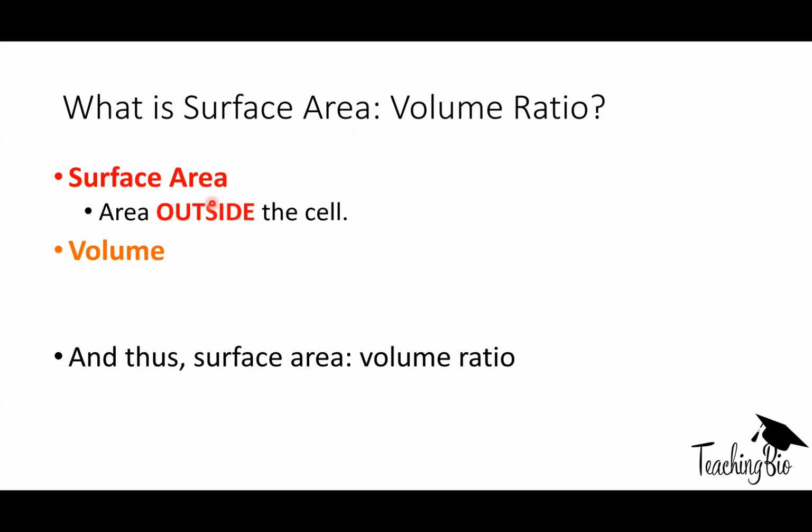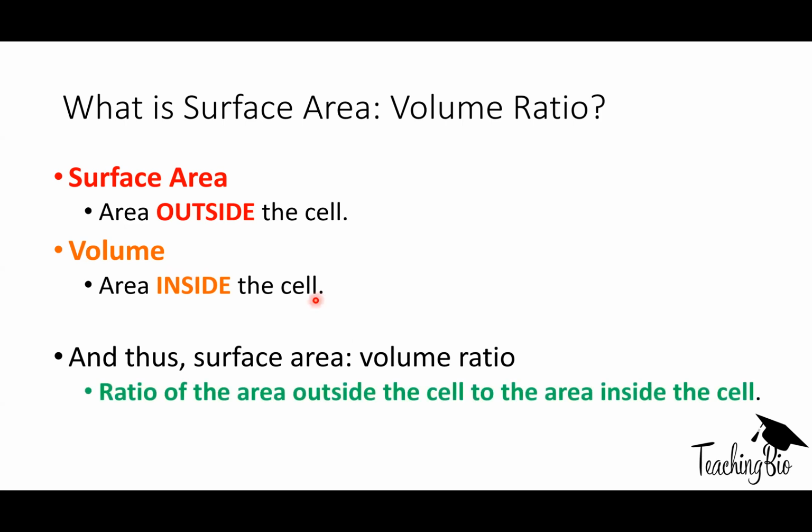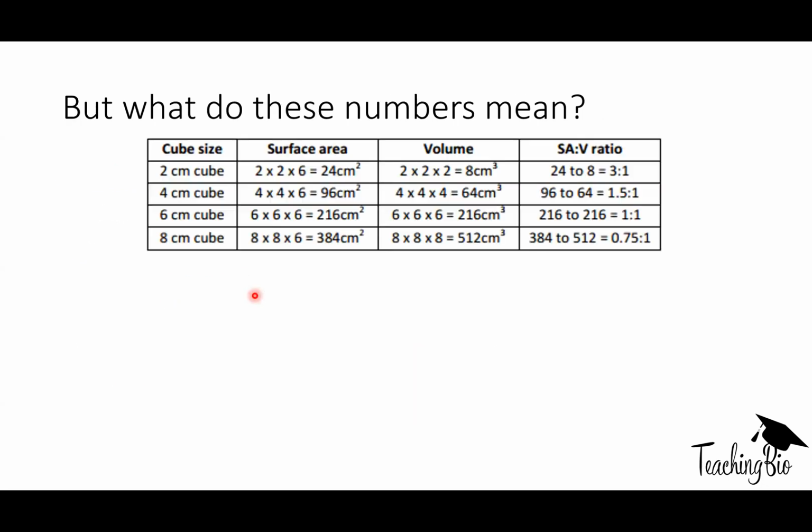Okay, so we're going to start off by talking about surface area to volume ratio. Surface area refers to the area outside of a cell, and the volume refers to the area within the cell. Therefore, the surface area to volume ratio is the ratio of the outside of the cell to the volume inside of the cell. Okay, so here we've got an example table of how the surface area to volume ratio decreases as we change the size of a cube.